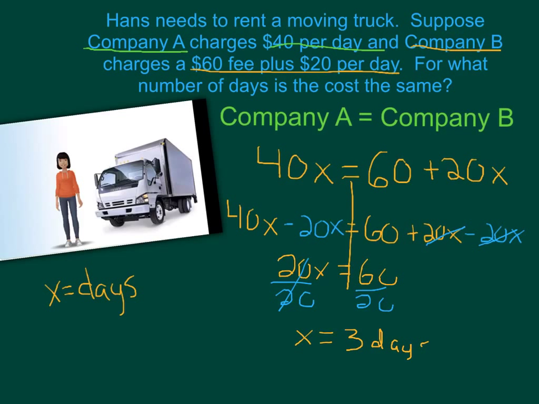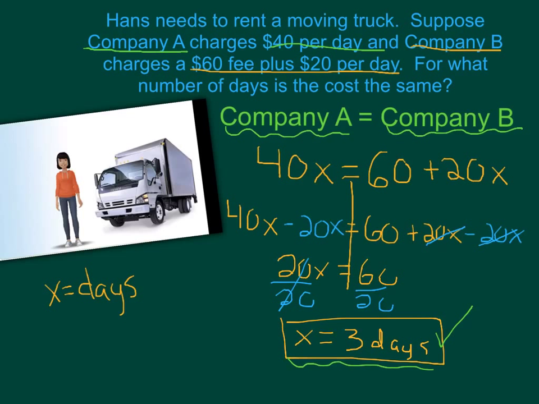So what that means is, if Hans is going to rent the truck for 3 days, it does not matter which company he chooses. But if he's going to rent for less than 3 days, which company would he want? He would want Company A if it was less than 3 days. But anything more than 3 days, he's going to want Company B. So you just have to look at the two companies, set them equal, and then figure out how many days it would be for them to be the same. So there's your full lesson on variables that are on both sides of the equation and how to solve them. So good luck.